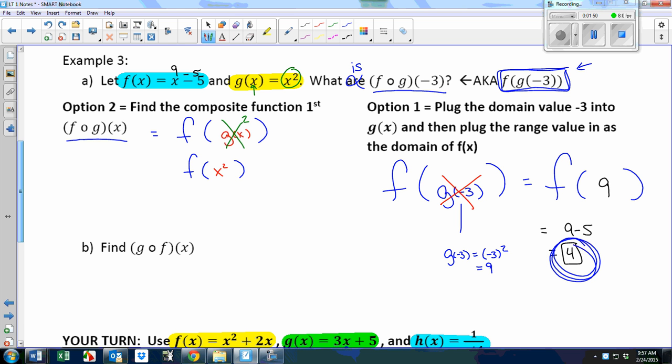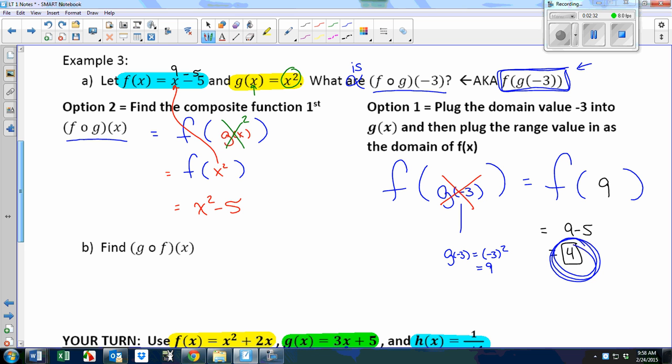What did we just say? When we put 9 into f, we subtract 5, right? So we're going to take our input, x squared, put it into the function f, which says take it and subtract 5. When I put x squared right there, this becomes x squared minus 5. And that is your composite function. We should get the same answer 4 that we got earlier when we put in a -3. What is -3 squared? 9 minus 5. The answer is 4. So we could have found it that way.